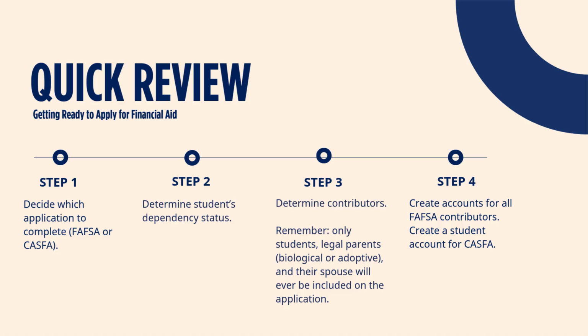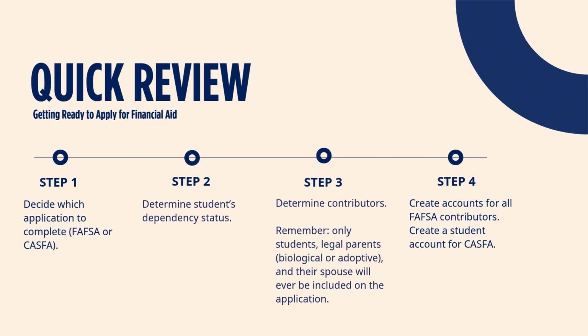All right, so just a quick review here. Step one, when students and families are getting ready to apply for financial aid, will be to decide which application to complete, FAFSA or CASFA. Next, the student and family will determine what is the student's dependency status. Are they dependent, meaning they need parent information on their application, or independent, meaning it will only be the student and perhaps student spouse whose information is included.